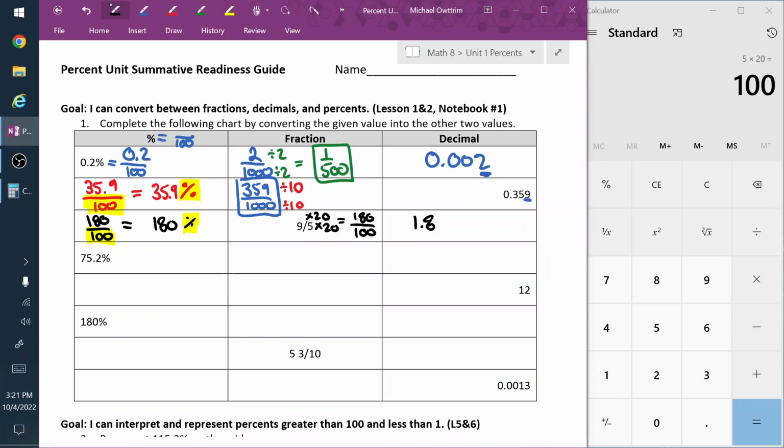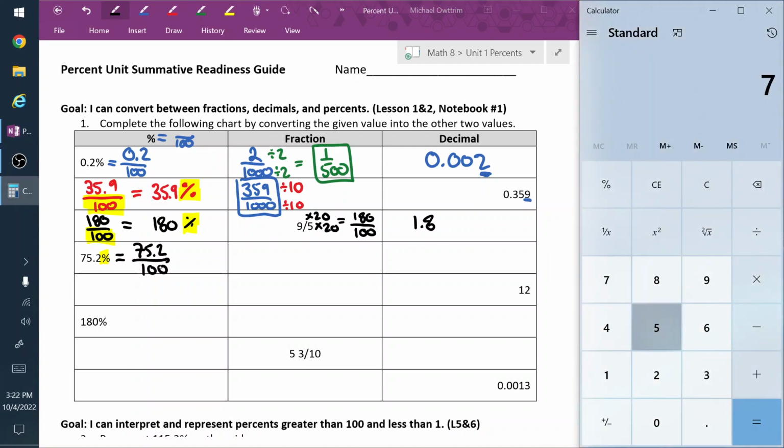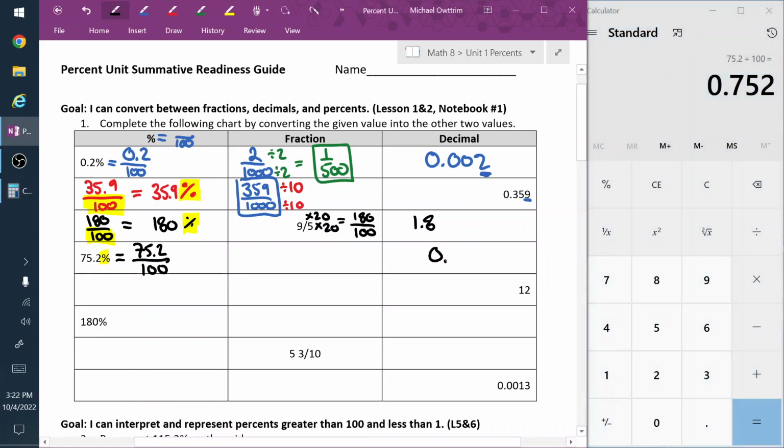Again, starting with a percent, we're going to start by replacing that percent symbol with out of 100. So my 75.2% becomes 75.2 out of 100. Now, for my decimal here, I'm going to go ahead and take my calculator. 75.2 divided by 100 gives me 0.752 as my decimal. And if I think about writing that as a fraction, I get to the thousandths place. So it's going to be 752 out of 1,000.